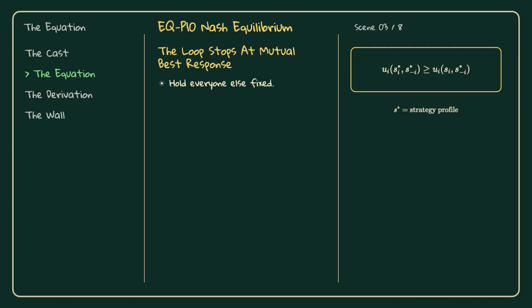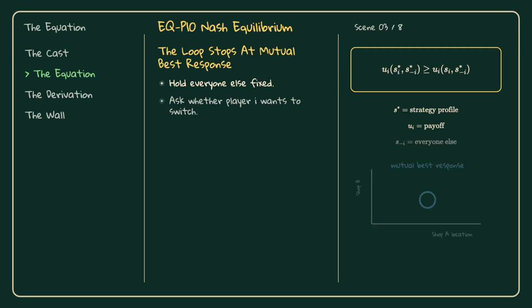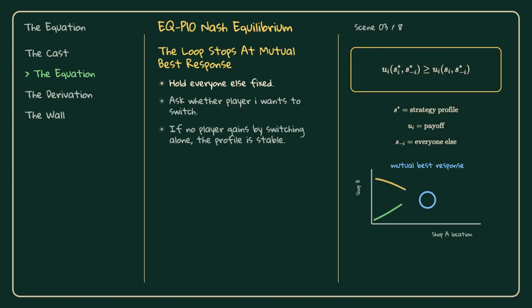Say it slowly. At the starred strategy profile, player I gets payoff U sub I. If every other player keeps the starred strategies, player I cannot gain by switching to any other strategy. That must be true for every player. That is the whole idea. Nobody can improve by deviating alone. It is like a group photo where everyone has found the best spot they can get without moving anyone else.